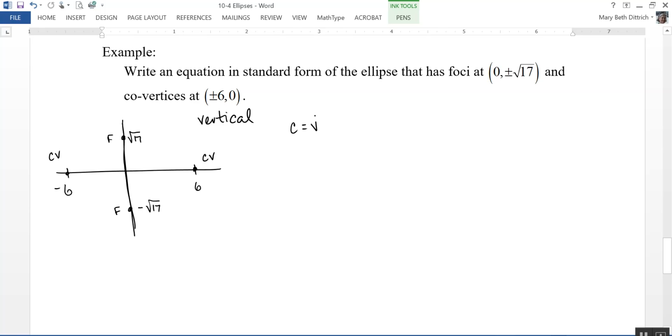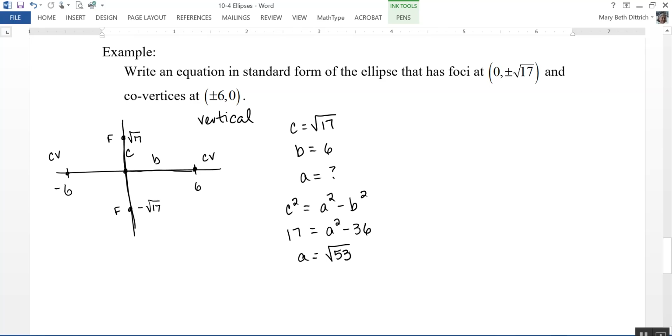So c is equal to the square root of 17. Since this is a co-vertex, that means this distance right here is going to be b. This distance is c. b is 6. And I don't know what a is. That's what I need to find. So c squared equals a squared minus b squared, or 17 equals a squared minus 36, so a is equal to the square root of 53.